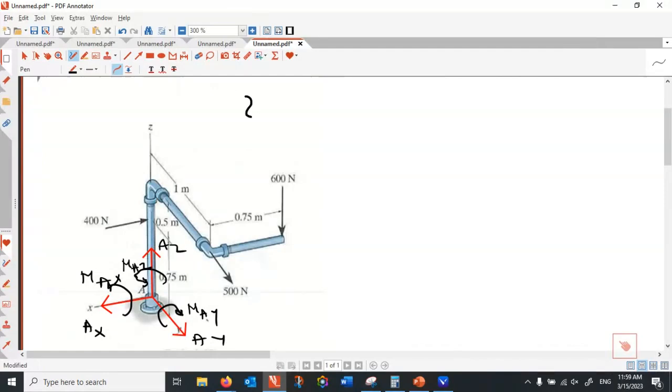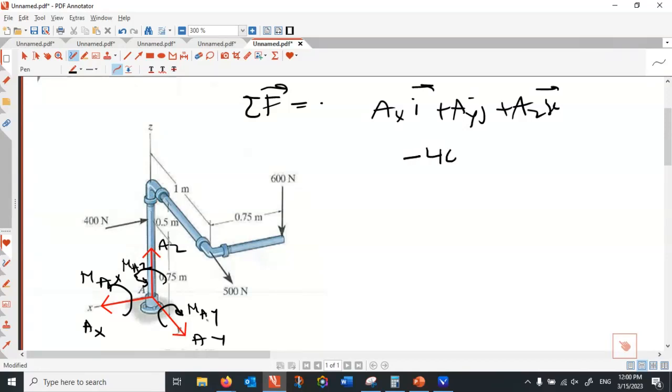Now, starting with the first vector equation, the net force is equal to 0. How can this be written in a vector? That is AXI plus AYJ plus AZK, and then 400. How do I write 400 in vector? That is minus 400I, correct? How do I write 500 in vector? That is plus 500J. And how do we write 600 in vector? That is minus 600K.